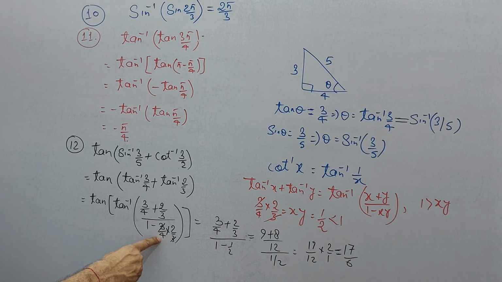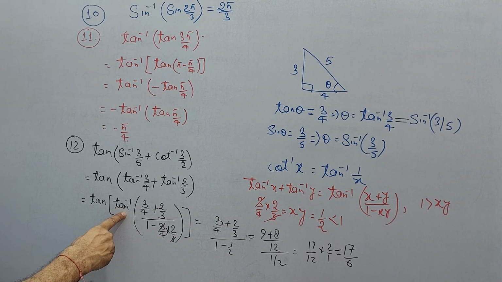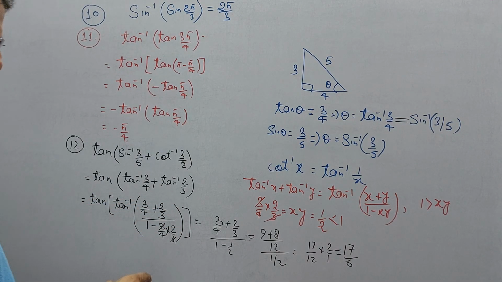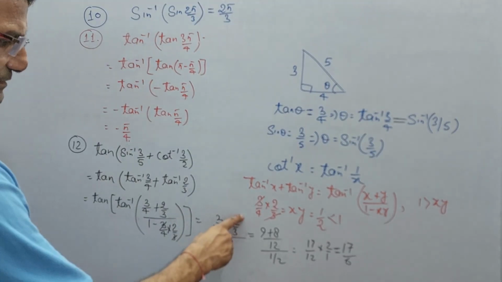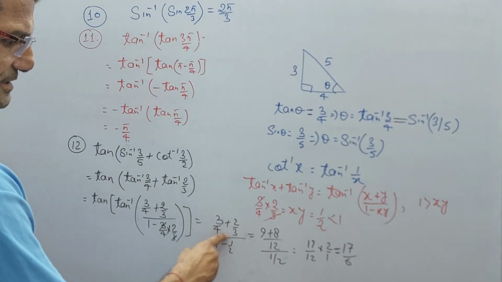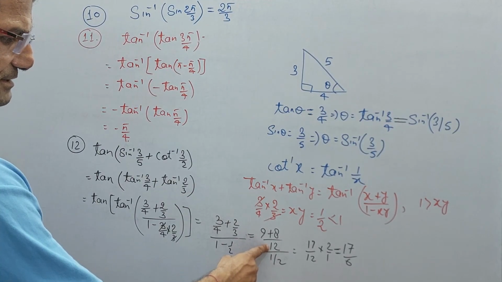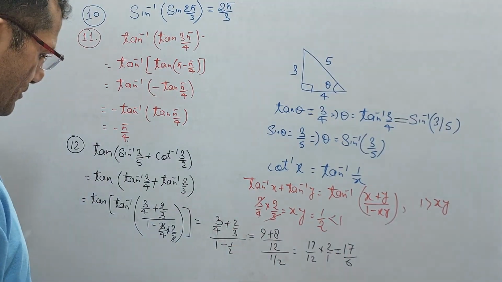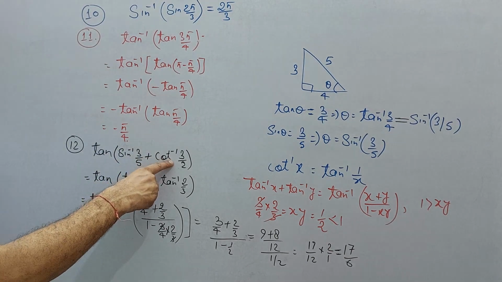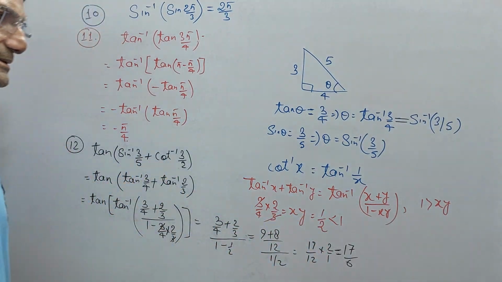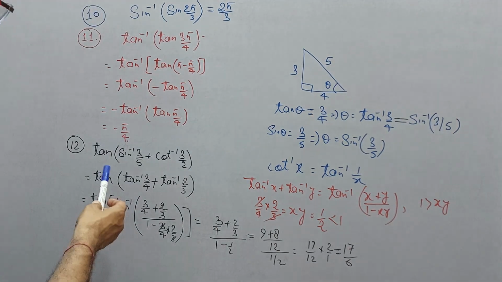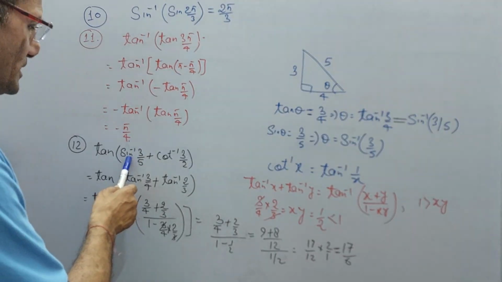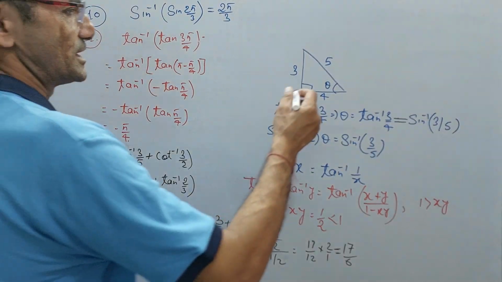1 minus xy, and tan and tan inverse cancel out because this value comes within the domain of tan inverse. Now this expression is here. After simplification, taking the LCM of 4 and 3, which is 12, I get 17 upon 6. Therefore the value of this will be 17 upon 6. So in the first part we converted this into tan inverse using this triangle.